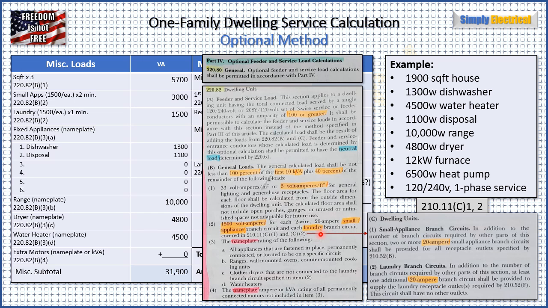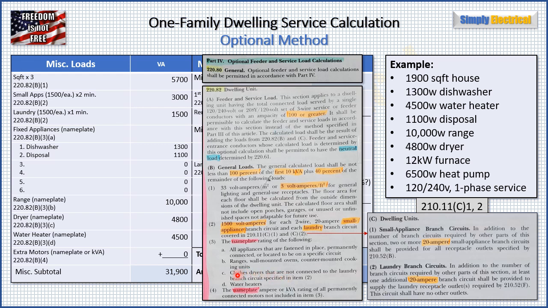Now this is just basically talking about, this is only for an electric clothes dryer. If you had a gas dryer, a lot of times a gas dryer will plug into the laundry branch circuit for the washer as well. So if that's the case, you wouldn't include it here. It's included there already. So this is just electric clothes dryers.